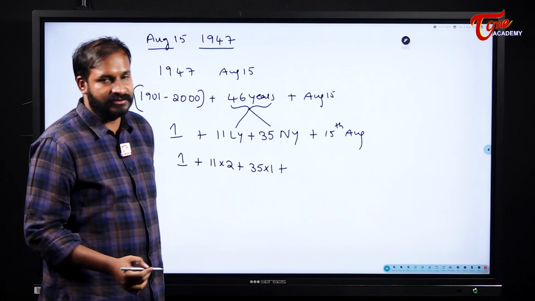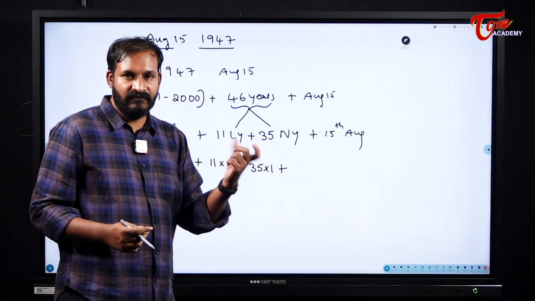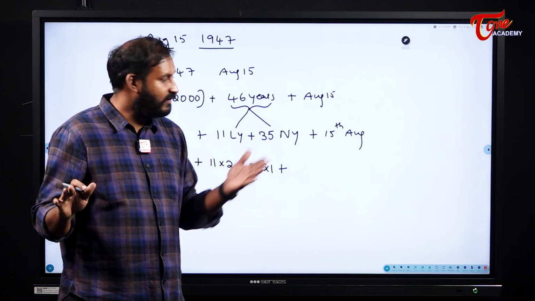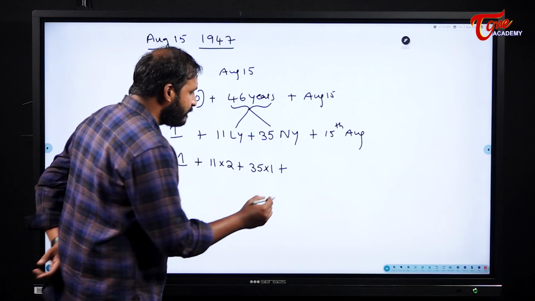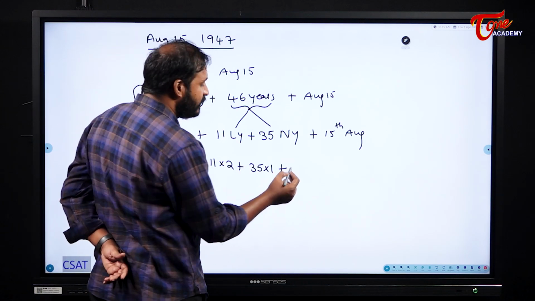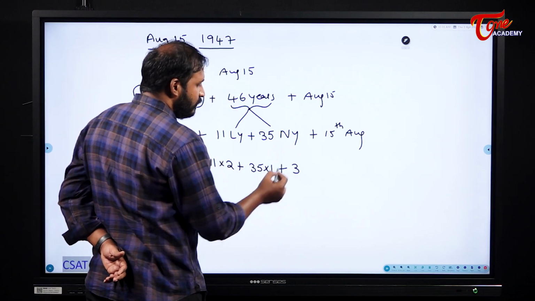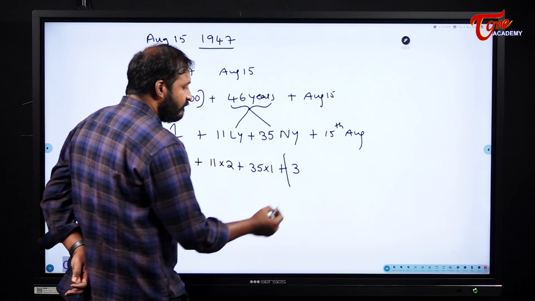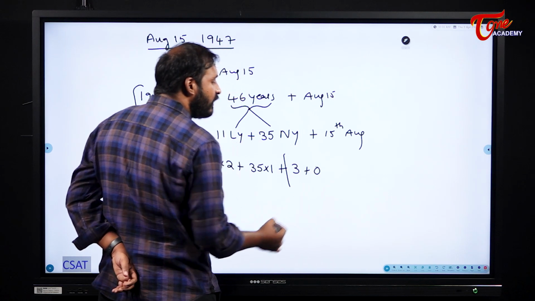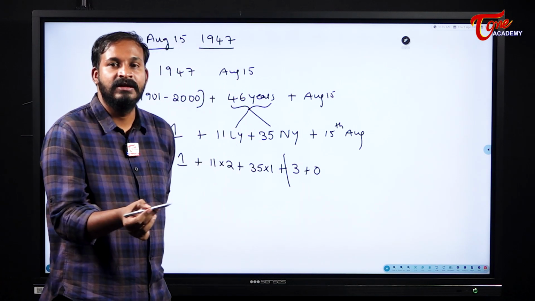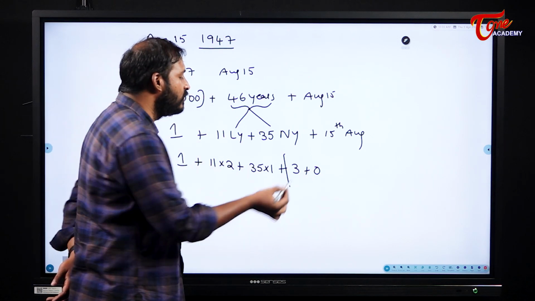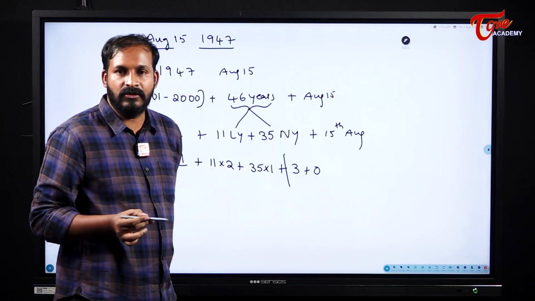Plus, see here students, in the 1947th year, we travelled from January, February, all we covered, right? And we reached August. So now see here, what is the month code for January? 3. Okay, from here I am writing the month codes. January month code is 3. February in this case is 0. Why? Because 47 is a normal year. So February will have only 28 days. So our odd days or the month code will become what?